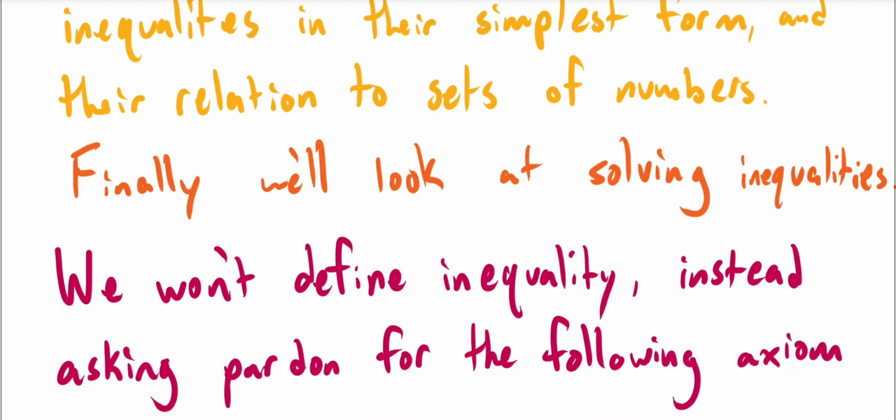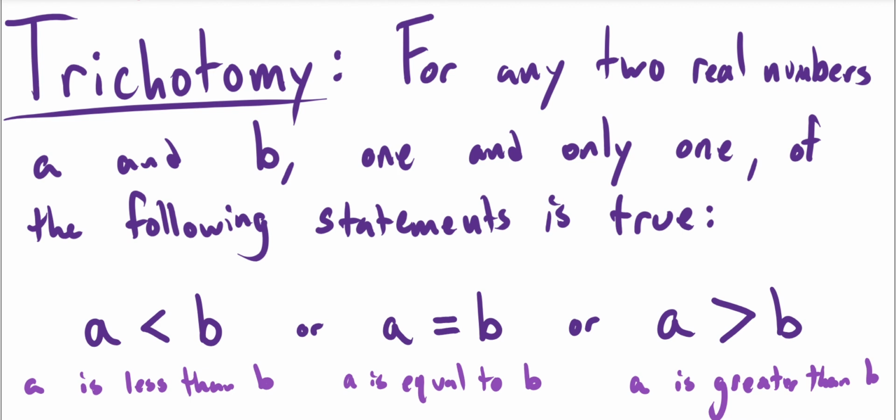Instead, I'll just ask your pardon and introduce the following axiom. This axiom is called trichotomy, and like all axioms, it's something we assume about numbers, but we don't really prove. We just state this fact, and we hope that it's obvious. For any two real numbers, a and b, there's only one of the following three statements that's true. Either a is less than b, a is equal to b, or a is greater than b. That's it. Those are the only options. It's got to be one of those three.